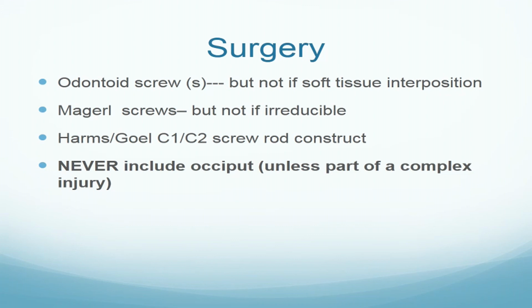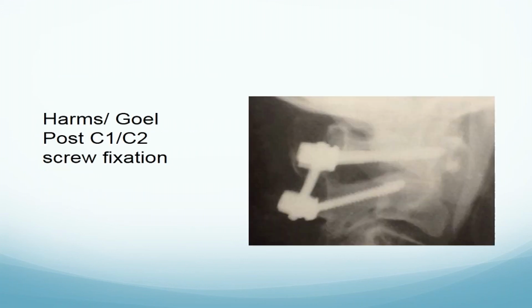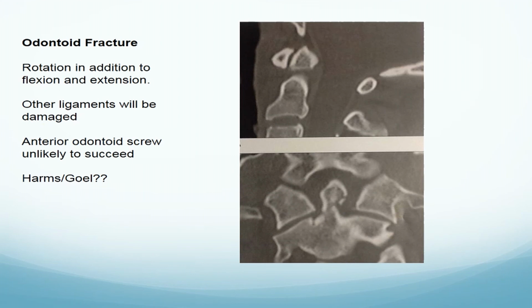Surgery, these are the options, odontoid screws. Give me another minute, please, of your time. Odontoid screws, I've told you about that. Mandrel screws, I don't think it's a good idea, particularly if you can't get reduction. This is probably the best form of screw, particularly if there's a rotatory element, and never include the occiput.